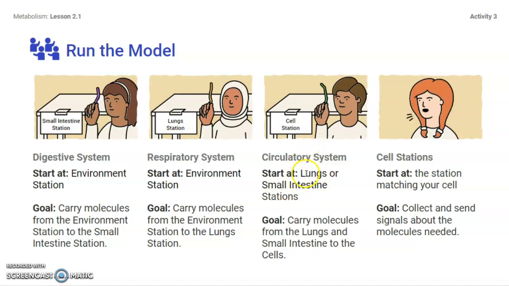Circulatory, you'll start at the lungs or the small intestine and carry it from there to the cells. Then if you're a cell, you're going to start at the station matching your cell and collect and send signals about the molecules needed. So you're going to talk to people and say, hey, I need this. Hey, I need that, so you can survive.